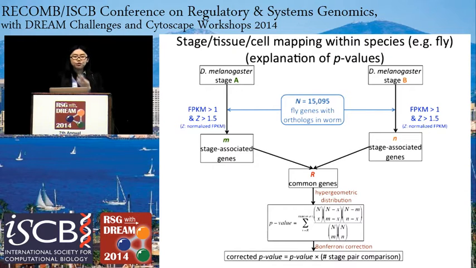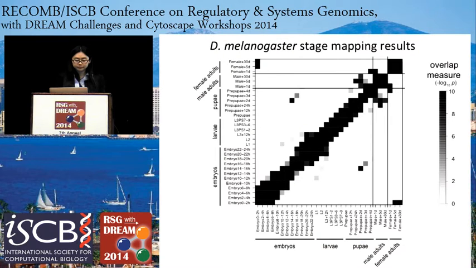And then because we are doing multiple comparisons here, we need to correct the p-value so that we don't have that multiple testing issue. And we use Bonferroni correction, the most conservative way here. And here's our result. So this is intra-species. So we're comparing the fly stages to fly stages. And we're very happy to see that we have a clear diagonal here.